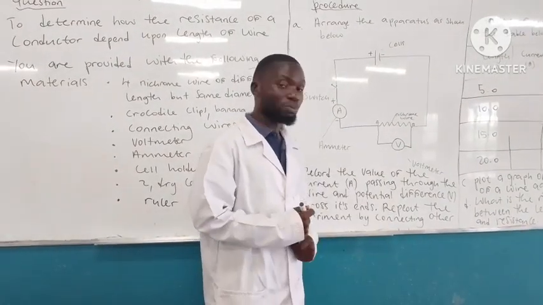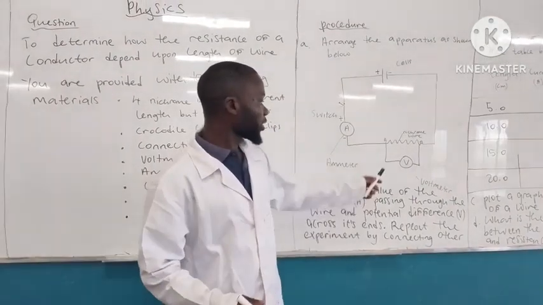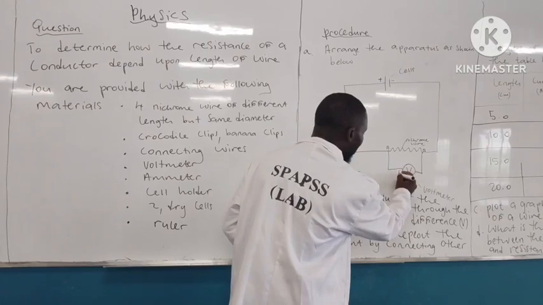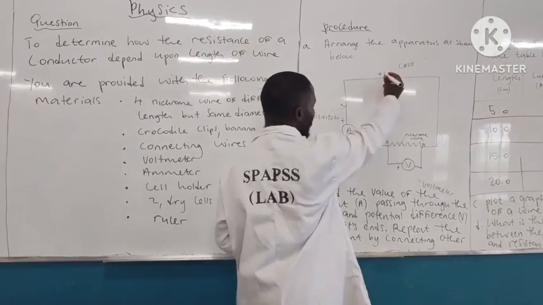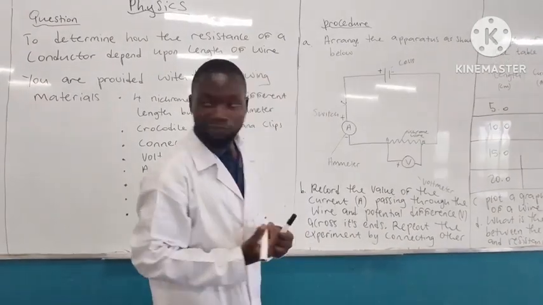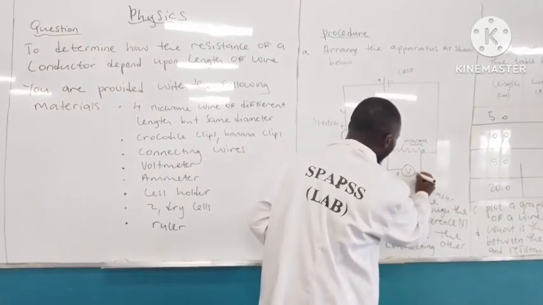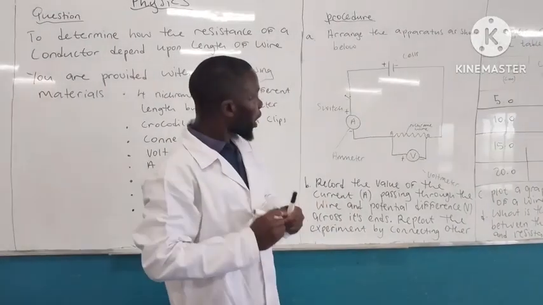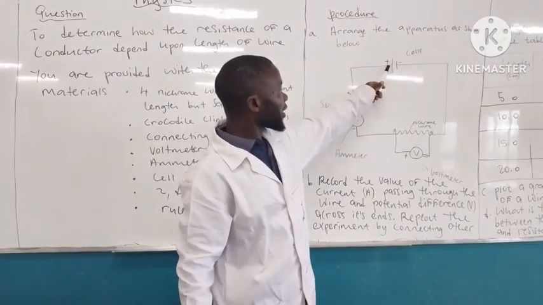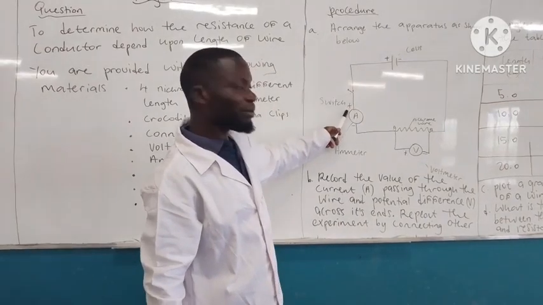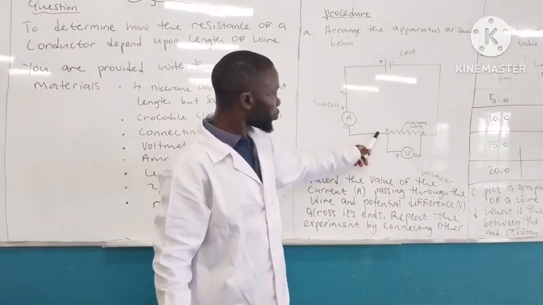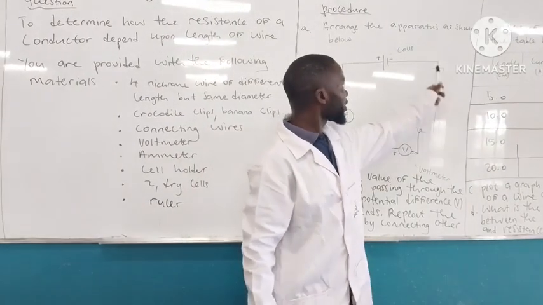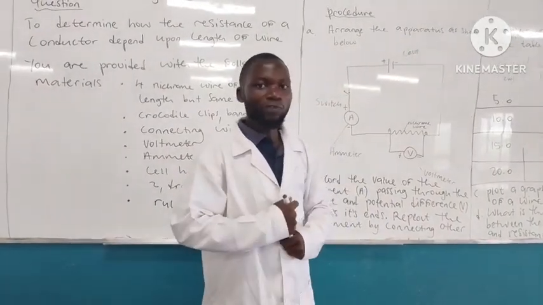But the question is, how are we going to connect it? The positive side of the voltmeter should be connected to the positive side of the cell, and the negative side of the voltmeter should be connected to the negative side of what? A cell. So our arrangement will be like this: the positive side of the cell connected to the positive side of the ammeter. The negative side should go straight to the positive side of the voltmeter. The negative side should go straight to the negative side of the cell.